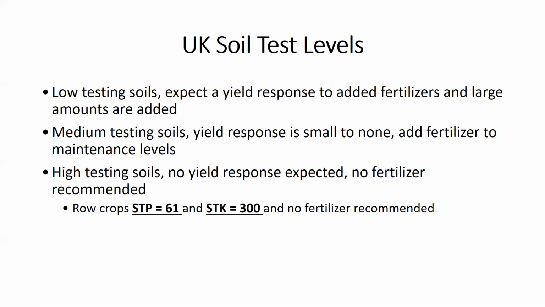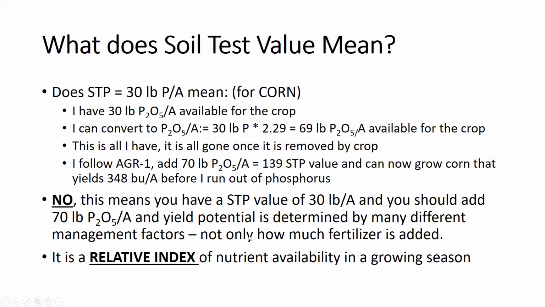We want to make sure we aren't limiting. And then we don't expect a yield response when the soil test comes back at high, so we recommend 0. For row crops, that soil test P value is 61, and it's 301 for soil test K. I'm sorry, a typo there. Anything above 300, no fertilizer is recommended. Now for alfalfa and tobacco, we go up to 450 pounds of soil test K, and for tobacco, we go up to 60. But everything else is 61 and 301.